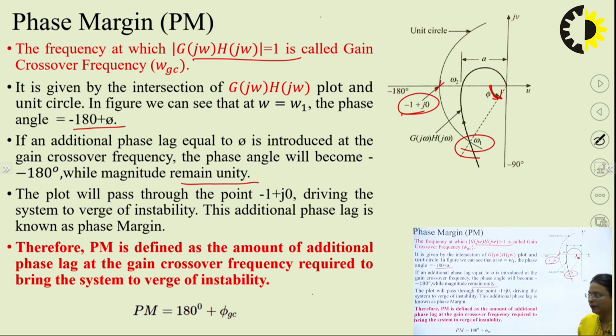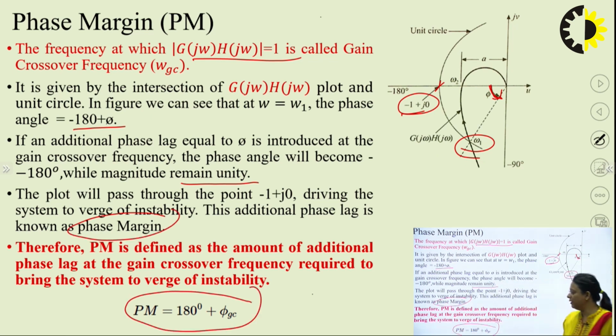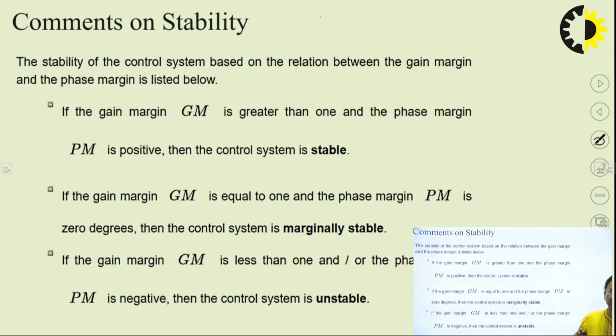So, this additional lag is known as the phase margin, and we can define phase margin as 180 degrees plus phi GC, where phi GC is the phase angle at the gain crossover frequency. So, we can define phase margin as the amount of additional phase lag which is added at the gain crossover frequency to make the system at the verge of instability.